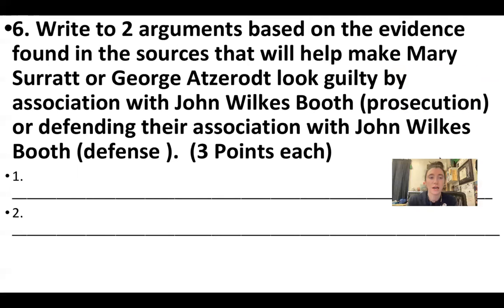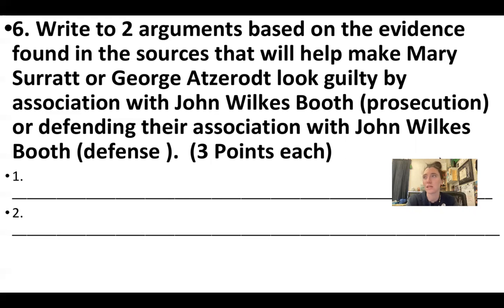Number 6, 2 arguments based on evidence that would make Mary Surratt or George Atzerodt look guilty by association if you're on the prosecution, or defending their association if you're on the defense with John Wilkes Booth. So depending on who you have, you're looking at their relationship with John Wilkes Booth. If you're on the prosecution, you're using that information and the fact that they were somehow connected to John Wilkes Booth and trying to make them look guilty.